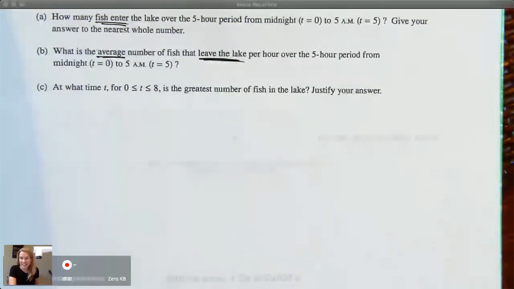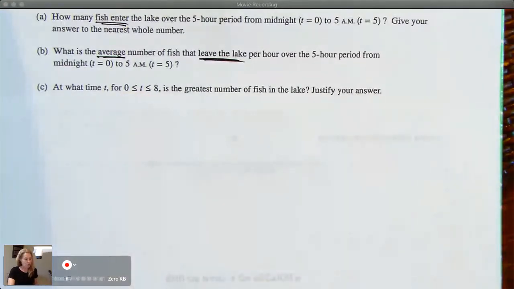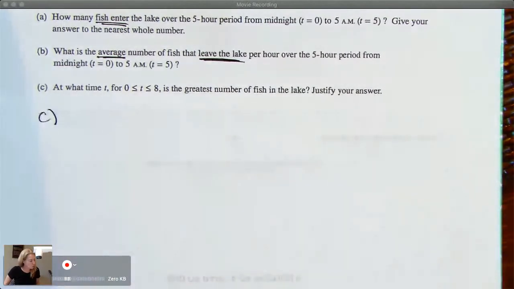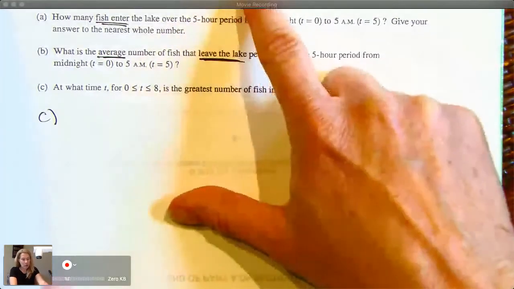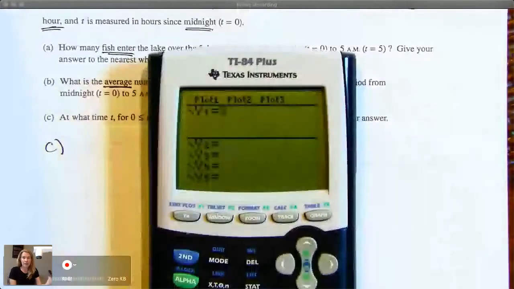Okay, part C, wonderful. Again, we're looking for this absolute max for this particular time frame from 0 to 8, the greatest number of fish in the lake. Don't forget, this is a calculator-friendly problem. So it can't hurt to take a look at the graph of what's happening with these rates. Remember, E of t was the rate in, and L of t was our rate out. So one thing we could do is graph E of t minus L of t. That would be the change in fish overall, the global change in fish per hour.